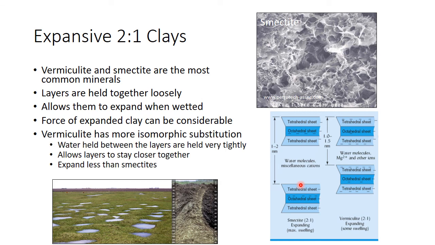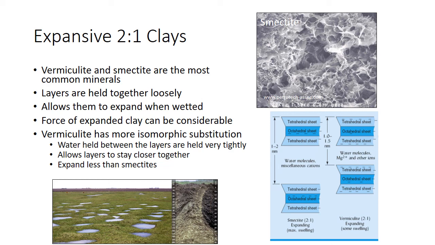And so we end up with a clay that we actually used to classify our vertisol soils. If we need to go back and review vertisol soils, we needed a high clay content, 50% or more, to a depth of 50 centimeters, that is shrink-swell clays, like smectite or vermiculite.